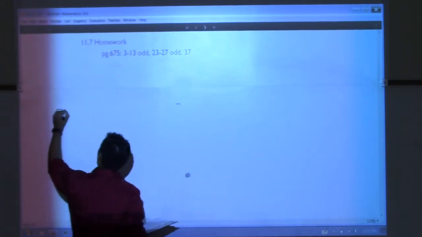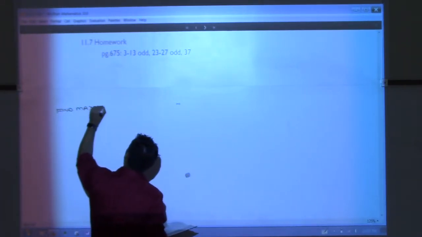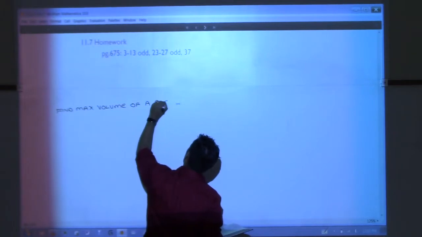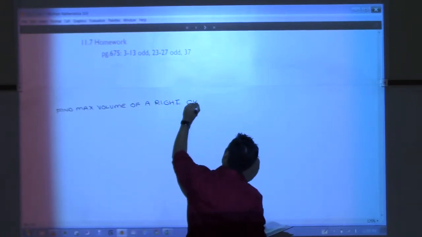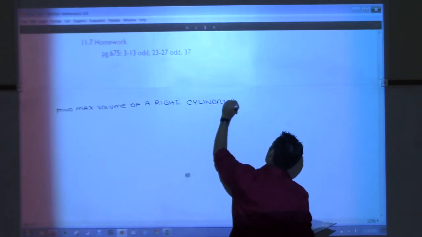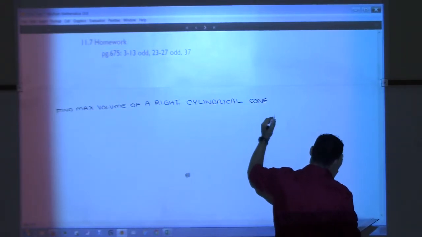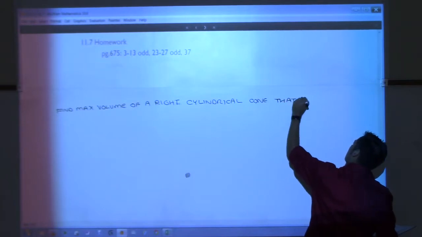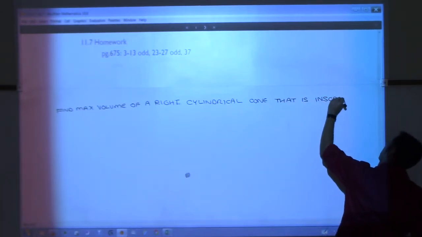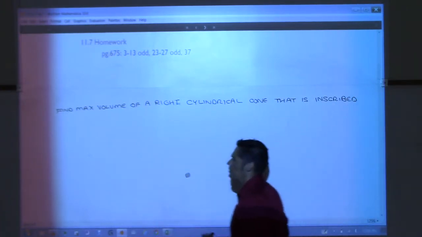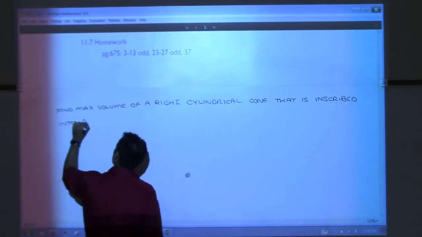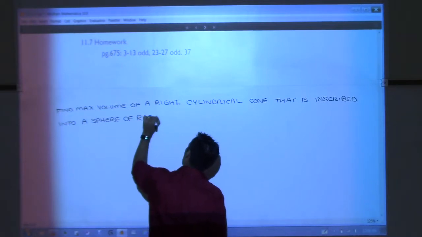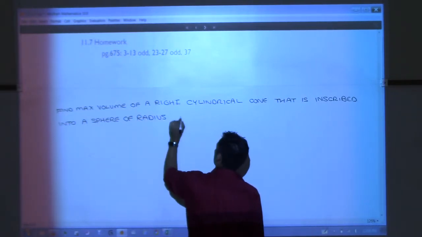Find the max volume of a right cylindrical cone that is inscribed into a sphere of radius capital R.